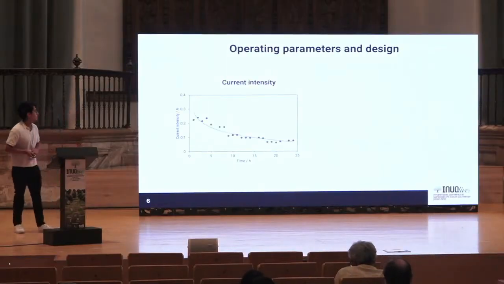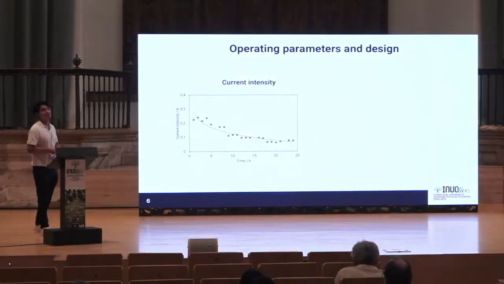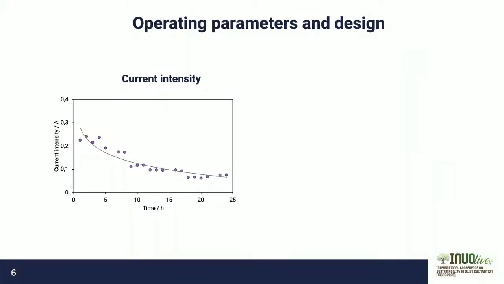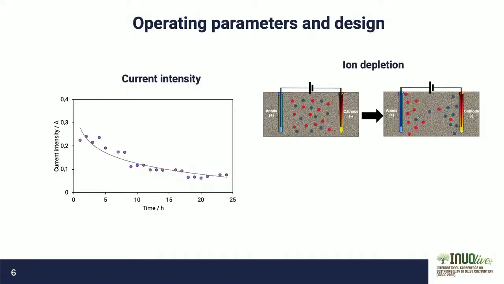Now I'm going to focus on the operating parameters. The main one is current intensity, because those processes depend on the flow of electrons. So the first parameter that we have to monitor is current intensity. We have a real graph here, and as you can see, it normally tends to drop over time. And this is basically because we have ion depletion in the soil.